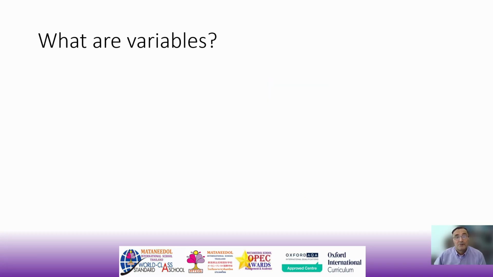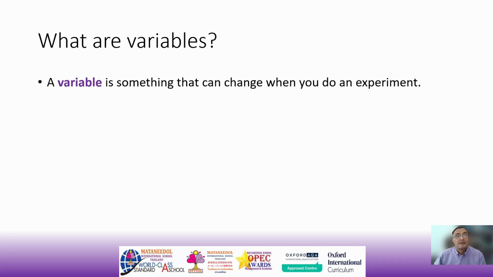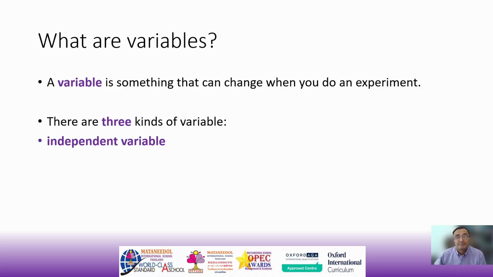What are variables? A variable is something that can change when we do an experiment or an investigation. We have three kinds of variable that we're going to need to remember. You're going to need to remember this all the way from grade 7 up to A level. It's going to be really important and you need to understand them. We have an independent variable, a dependent variable.